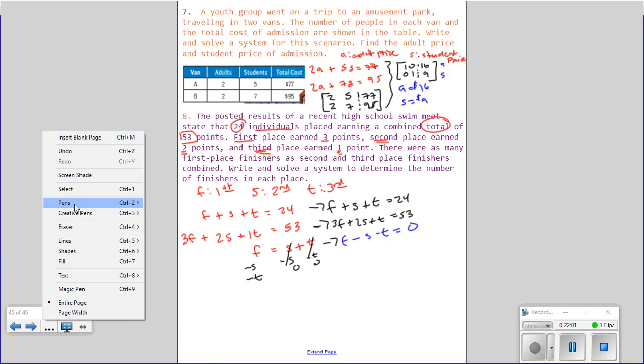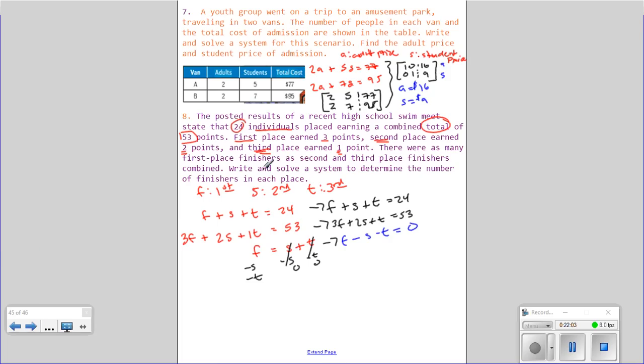So our augmented matrix would look like this. 1, 1, 1, 24 on our top row. 3, 2, 1, 53 on our bottom. 1, negative 1, negative 1, and 0 on our third equation.